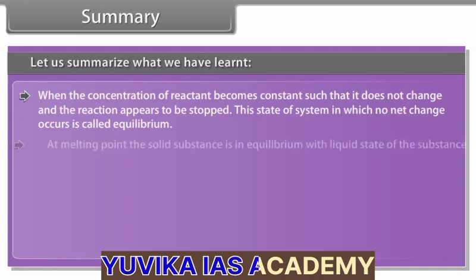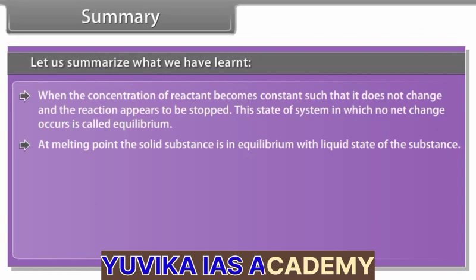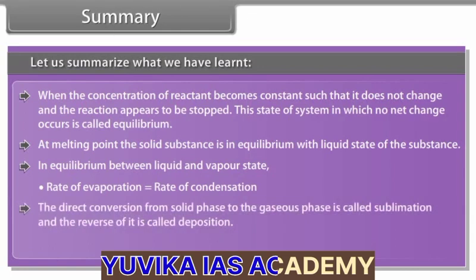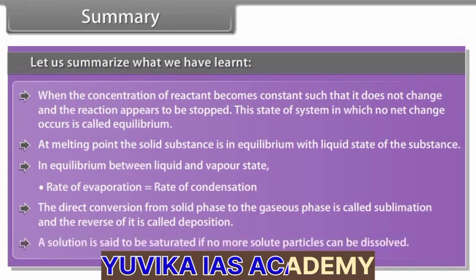At melting point, the solid substance is in equilibrium with the liquid state of the substance. There is also equilibrium between liquid and vapor state, where the rate of evaporation is equal to the rate of condensation. The direct conversion from solid phase to the gaseous phase is called sublimation, and the reverse of it is called deposition. A solution is said to be saturated if no more solute particles can be dissolved.